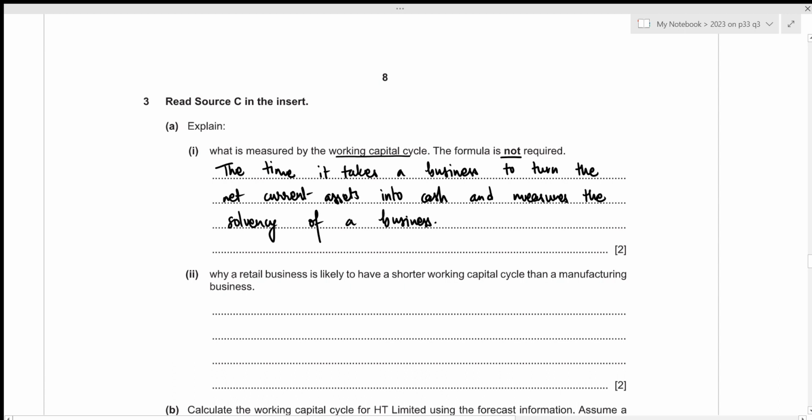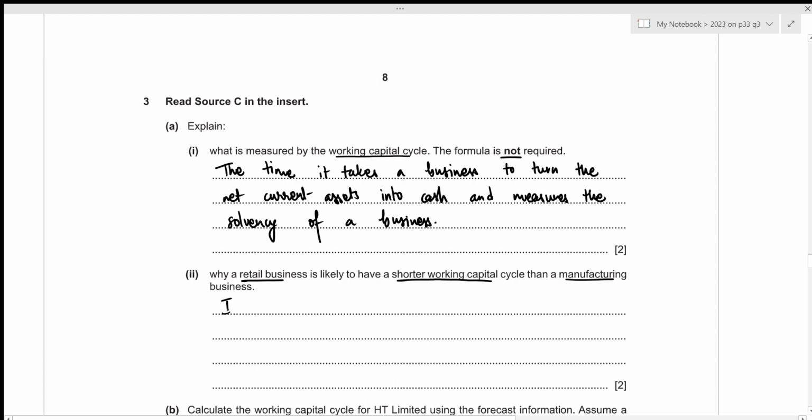That's all. Now we need to explain why a retail business is likely to have a shorter working capital cycle than a manufacturing business. So again, this is the time required by the business to turn the net current assets into cash. The difference between the retail business and manufacturing business is that in a manufacturing business, the cycle will start with the purchase of raw materials, and it will also incorporate the time it takes for those raw materials to be converted into the final goods and finally be sold to the customers. But in the case of a retail business, there will be no production, so there is no time required before the goods are ready to be sold, because we already purchased goods that are ready to be resold. That's the reason behind this.